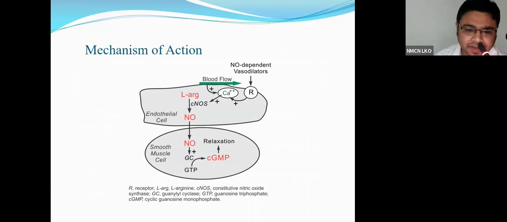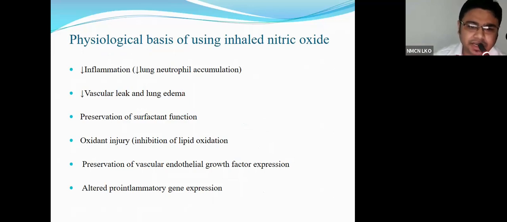So this is the mechanism of action. L-arginine is the amino acid, and with the help of nitric oxide synthase, NOS, nitric oxide is produced. Then this nitric oxide diffuses from the endothelial cell to the smooth muscle cell, thereby causing relaxation. So this is the actual mechanism of action of nitric oxide. There are other mechanisms also: it decreases inflammation, it decreases vascular leak, it preserves vascular endothelial growth factor expression, and it also alters gene expression.